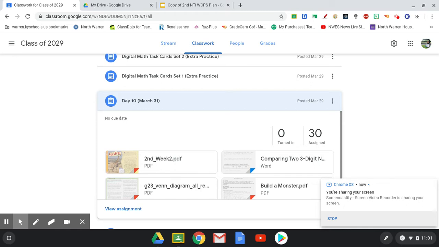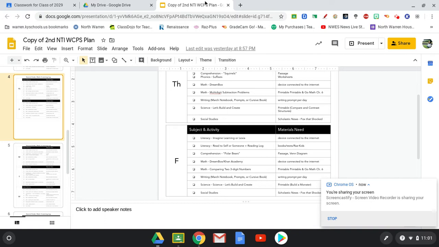Hey guys, today is March 31st, and so this is technically the last day of week 2. So we're looking at Friday, even though it's not Friday. This is the day that we would fall on with having those 2 days out the first week of NTI, okay? So you are going to be finishing up your passages by reading about polar bears.